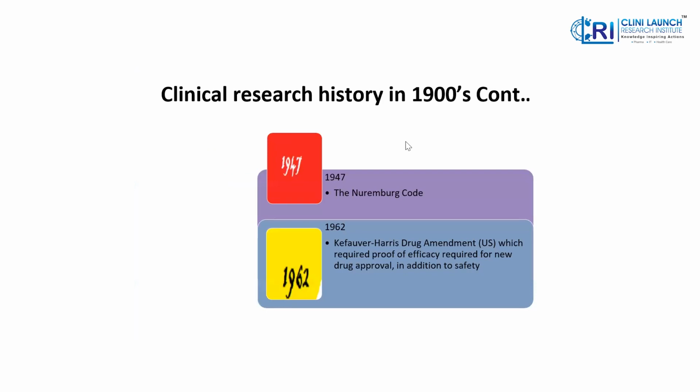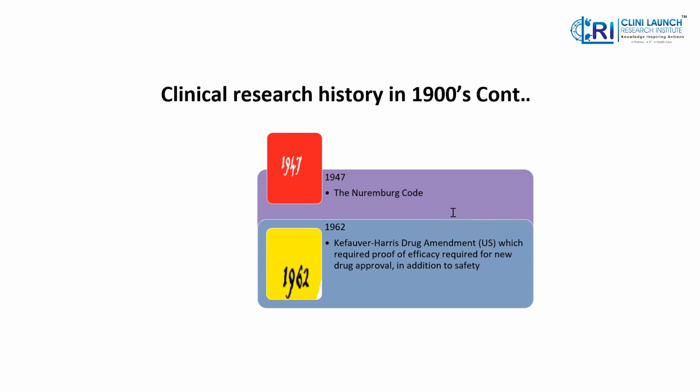Then in the 1900s, we have the Nuremberg Code. I have already explained the Nuremberg Code. Then in 1962, we have the Kefauver-Harris Drug Amendment. I think we do not have this in our timeline of history. So what is the Kefauver-Harris Amendment Act? It's also known as the Drug Efficacy Amendment. It was an amendment to the Food and Drug Cosmetic Act, the FDA Act of 1938. So the act that we have from 1938 was amended.